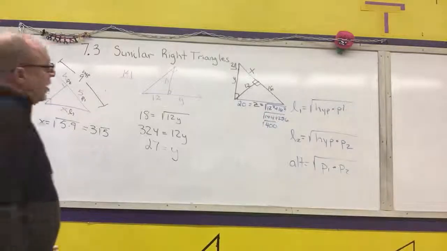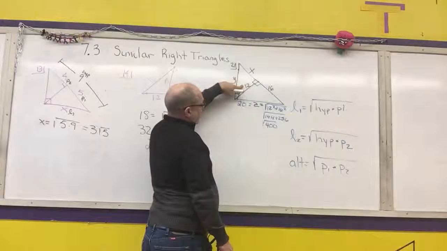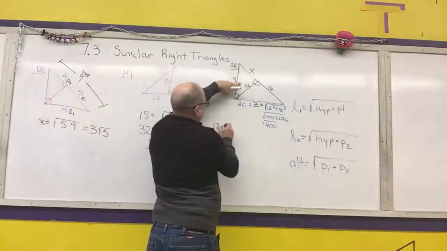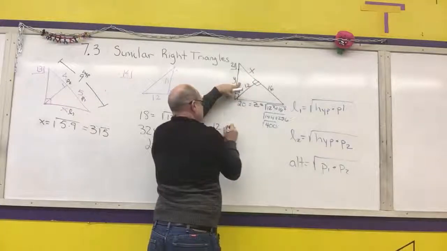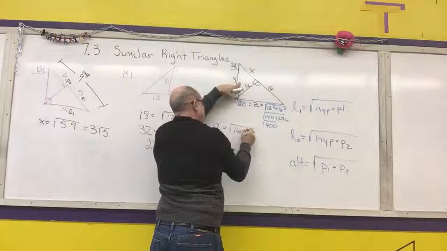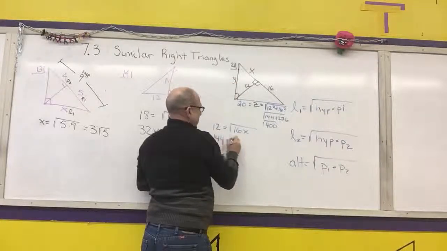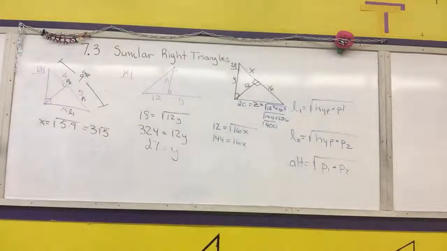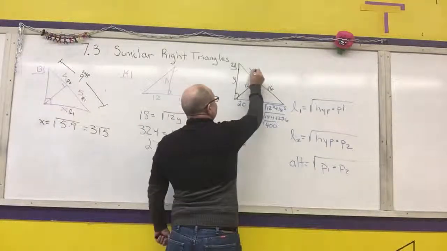Okay, I know I can find the x using the altitude theorem, because I know that 12, which is the altitude, is equal to the square root of these two pieces. Square both sides. Divide both sides by 16. And I get x is 9.